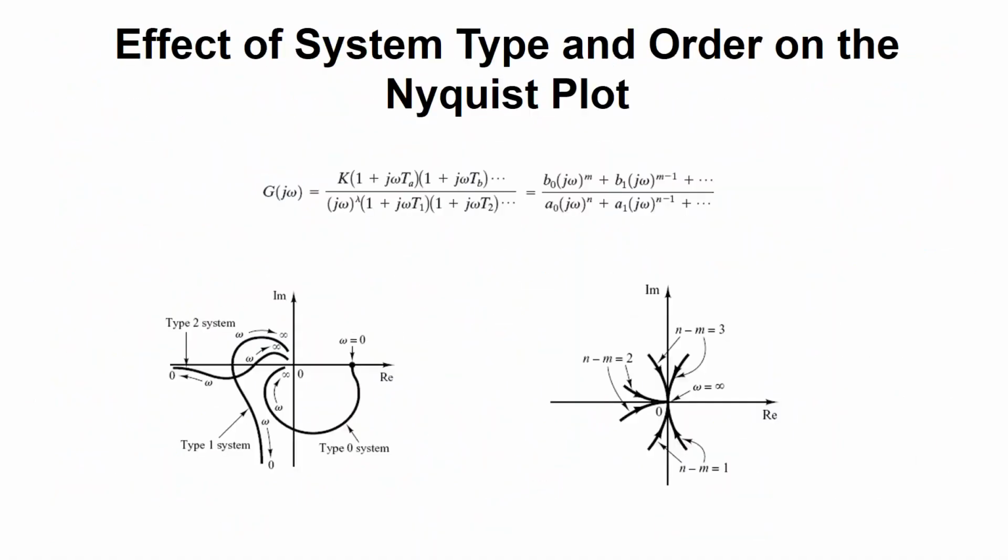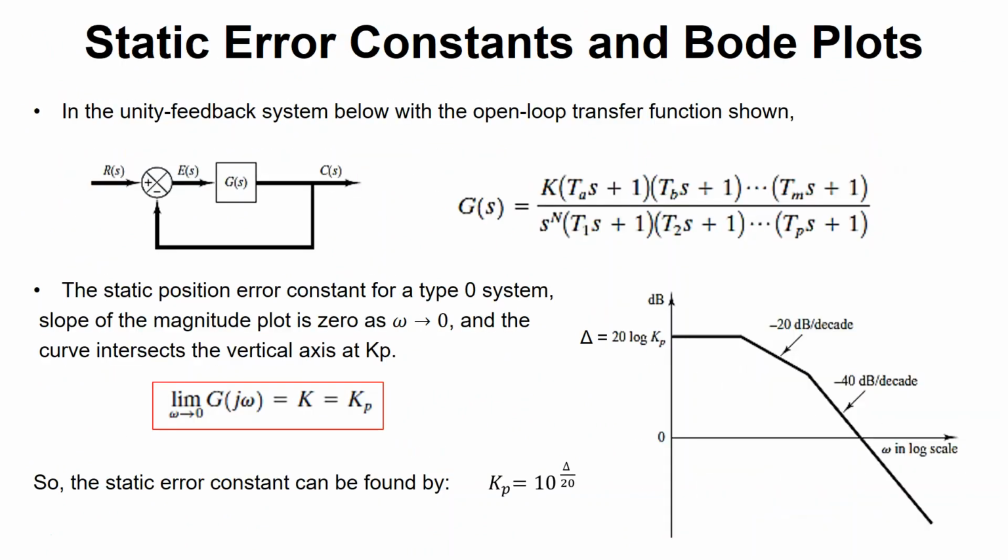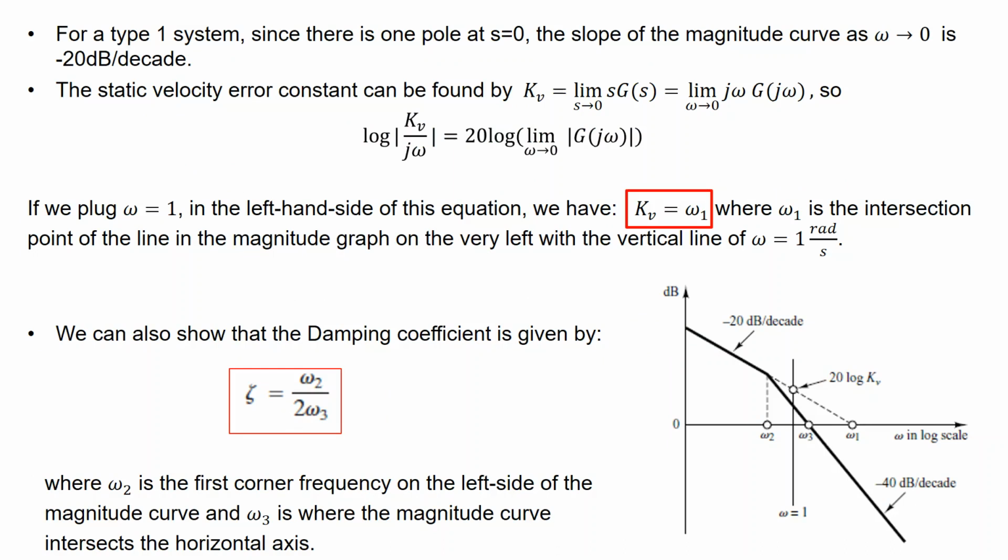If you remember, we determine the type of the system, and we determined Kp, Ka, and Kv. Remember here? If the slope in the beginning is flat, that gives us 20 log of Kp, and it means the system is type 0. If in the beginning, on the left side, the slope is -20 decibels per decade, that means the system is type 1. The intersection of this line and the vertical line from ω1 gives you 20 log of Kv, or the intersection of that with the horizontal ω1 is also Kv.